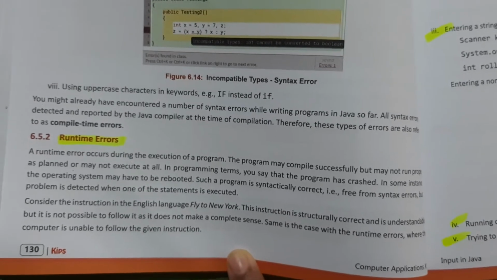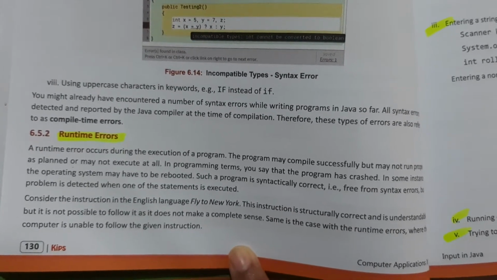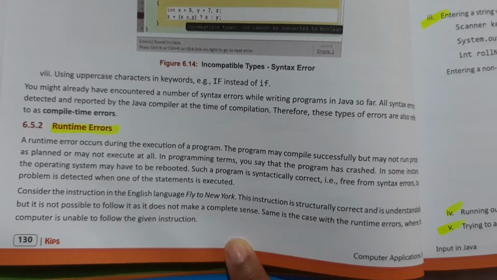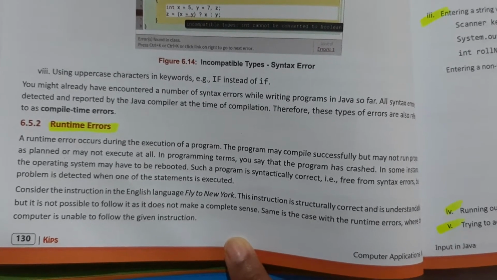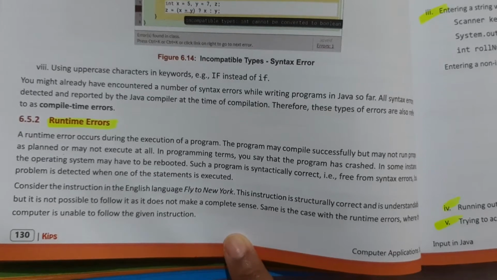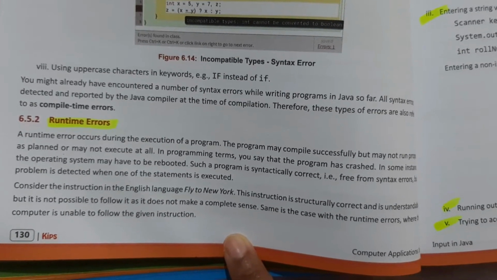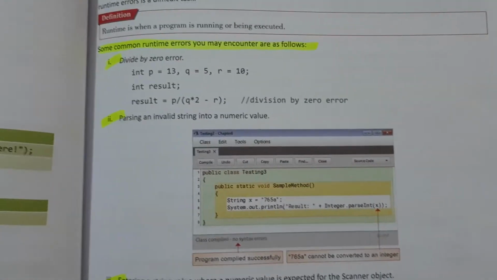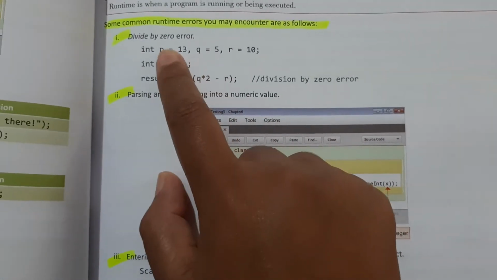Next is your runtime error. Now runtime error is, suppose you are correcting the errors, okay, and your program is completely done and everything is okay, and your compilation is also done successfully, but still you get an error, that whatever you are calculating, the value you will get is 0. So that is called a runtime error. You can see the example given here.